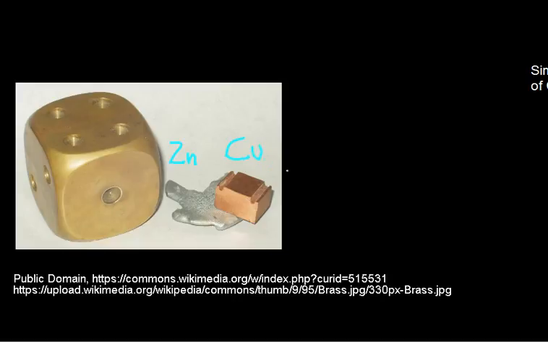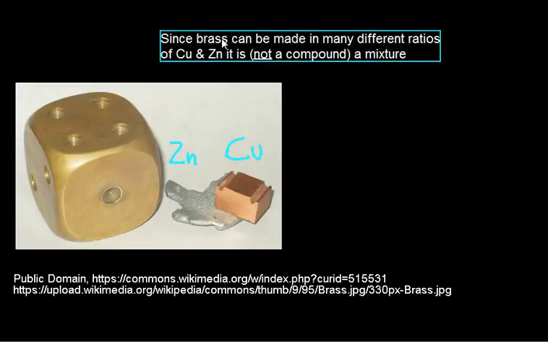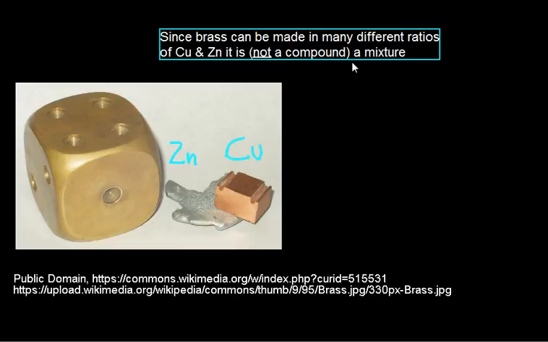So it's made up of two different elements. In addition, it can be made up of many different ratios. We can add more copper if we want, we can add less copper, we can add more zinc or less zinc. And because it's made of two different elements, we can have it in different ratios. It is not a compound, and rather it's a mixture.